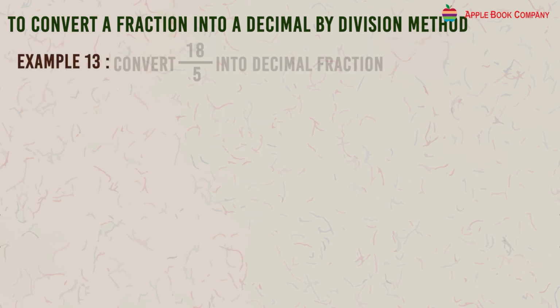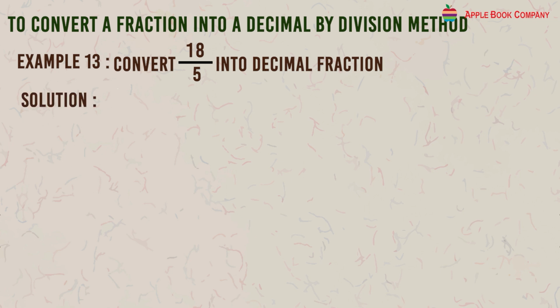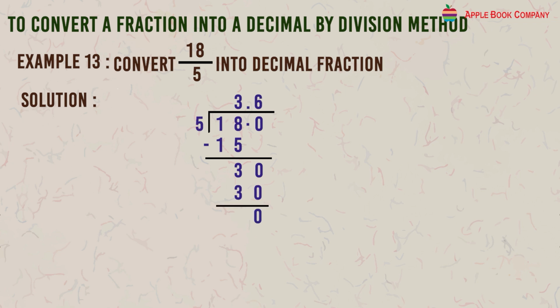Example 13. Convert 18 by 5 into a decimal fraction. Solution. We have 18 divided by 5. 5 3s are 15, 3 left over. 0 brought down. 5 6s are 30. Remainder is 0. So 18 divided by 5 is equal to 3.6.